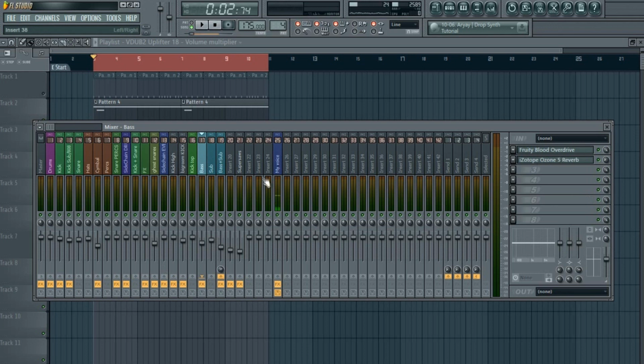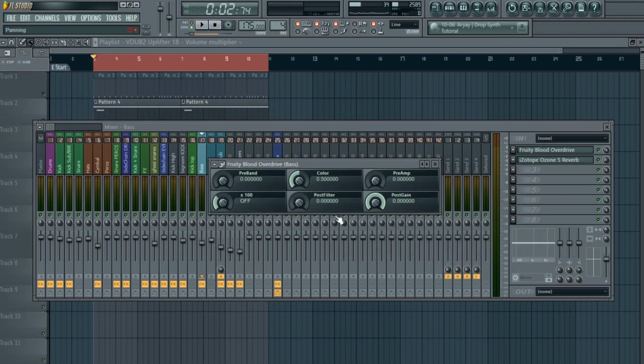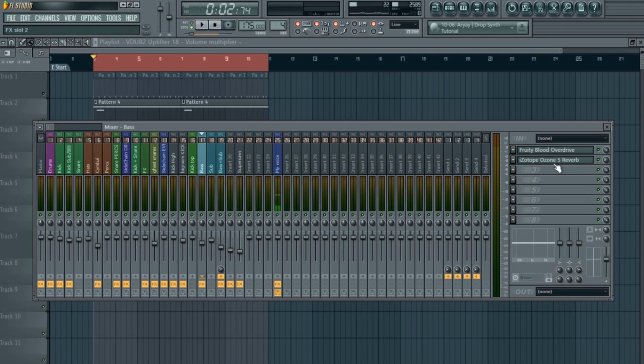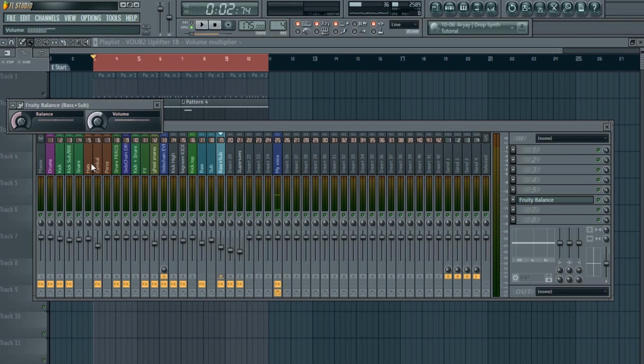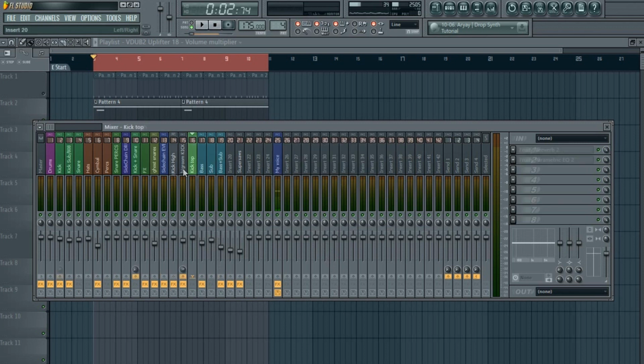And on the bass we just have an overdrive, which makes it sound a bit bigger. Add a little bit of reverb so that it doesn't sound really dry. Then both of those go to the sub, where I have a Fruity Balance so that I can control the volume of the whole thing at once. And I do this on every bass patch to cut away the dirty parts of any bass I don't need. So it's quite nice. So yep, that's pretty much it.